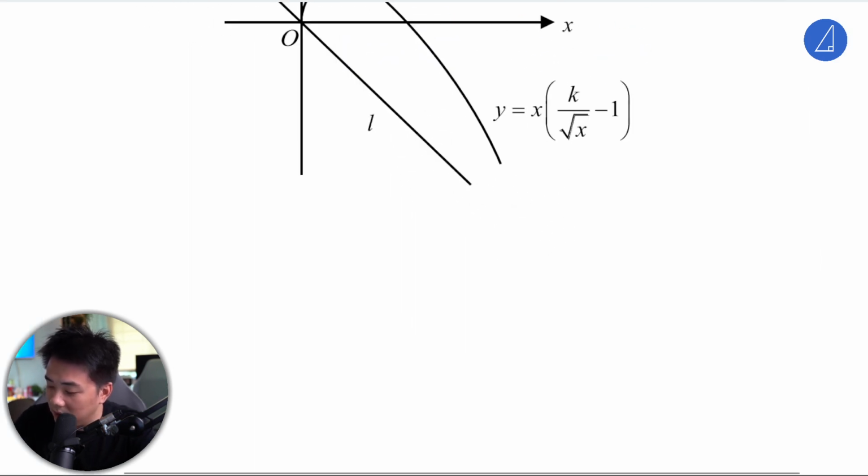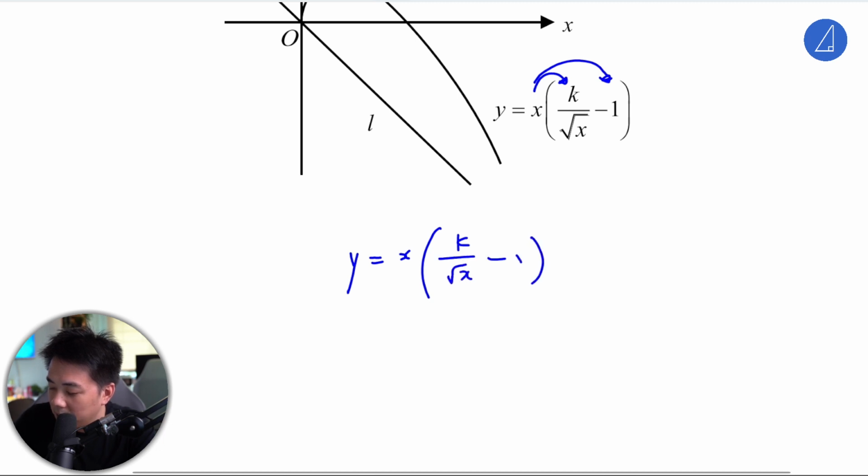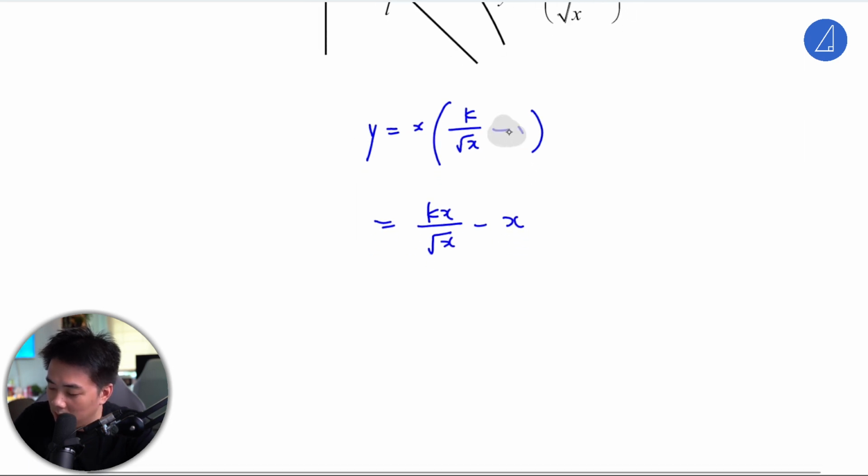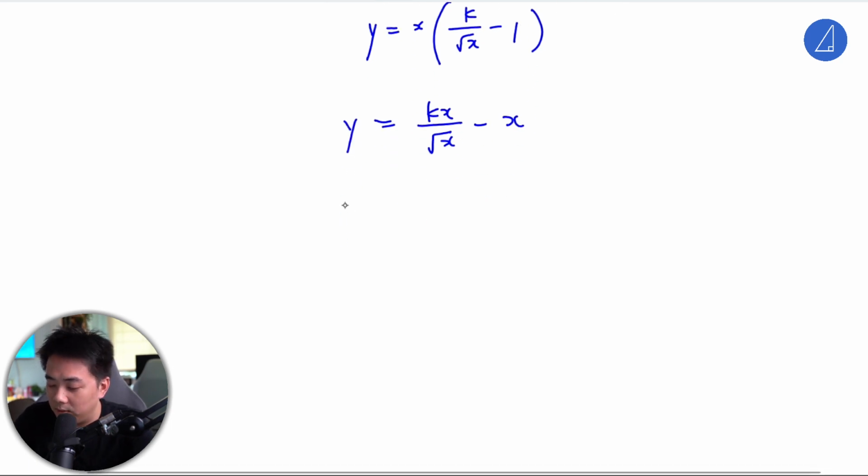To differentiate this, I will suggest we just expand this in. So I'm just going to expand this expression here. So x times (k over root x minus 1). This is kx over root x minus x. Of course, we could use the product rule, but I think in this case it is probably easier if we use this form here.